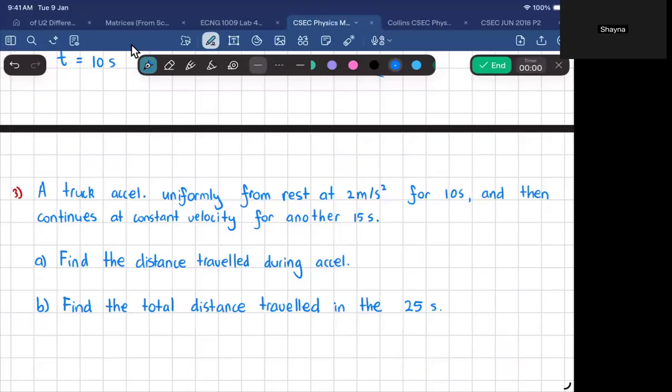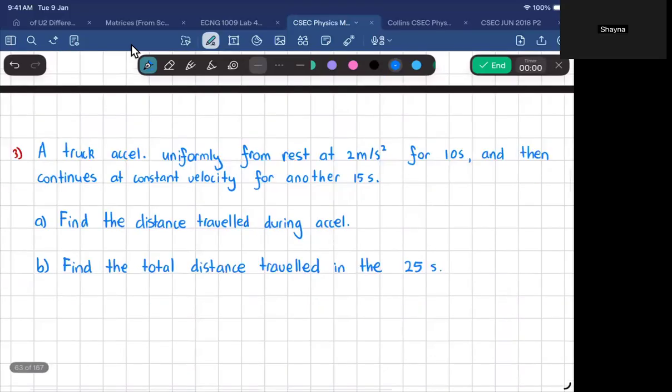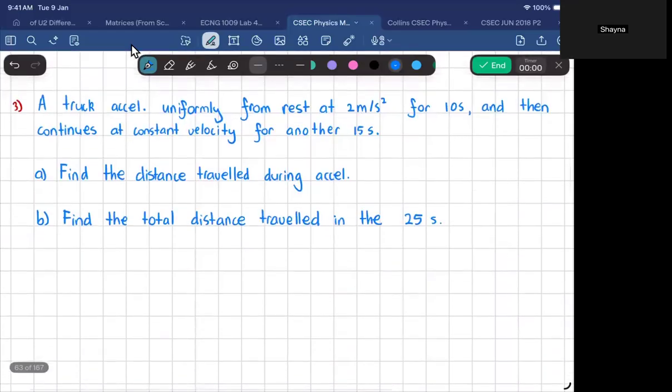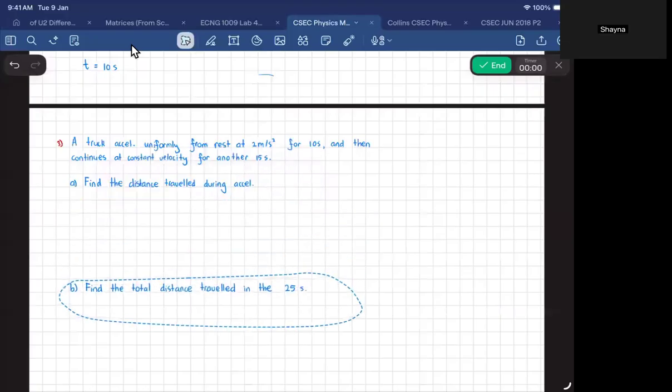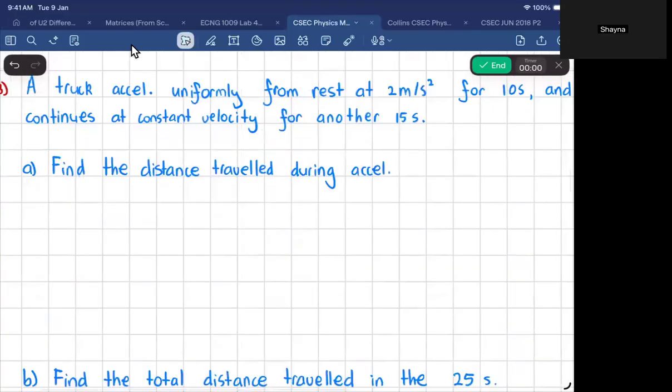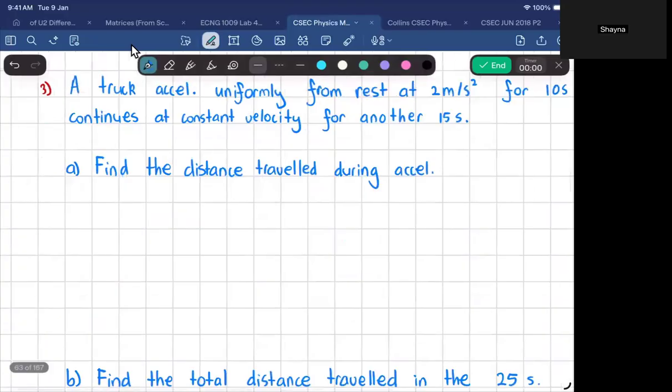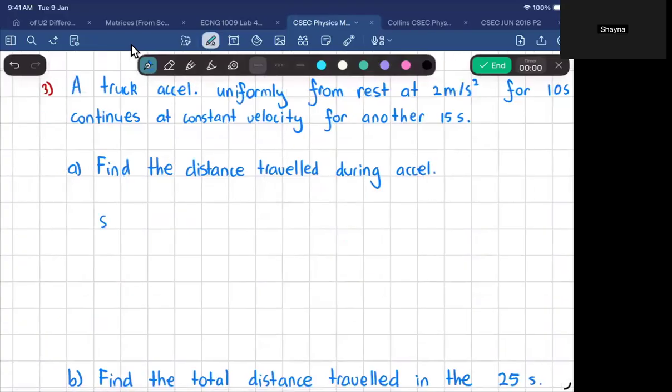Now, do you want to see how I would do part A? Yeah. It's slightly different from yours, but it would help you with the other parts. Now, you did it like this, which is 100% fine. You said S was equal to UT plus a half AT squared.